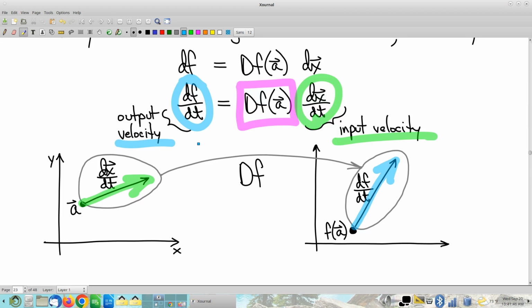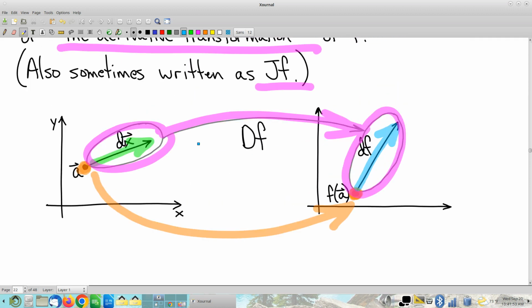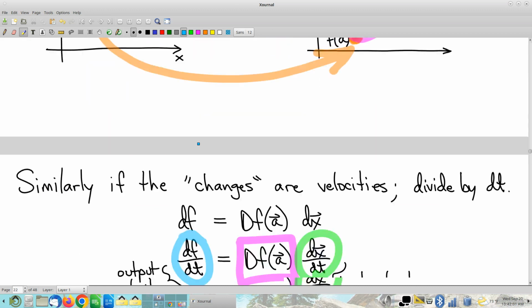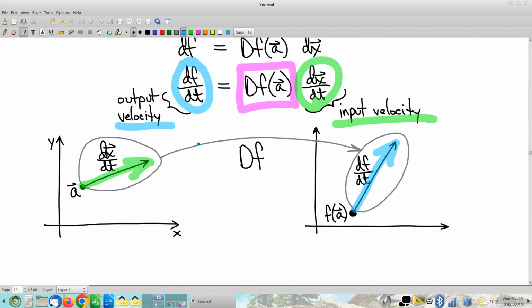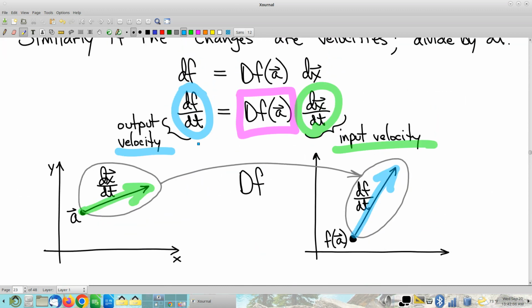What I like about this is that I get to throw away the word approximation. To be fair, DF does not tell you exactly how much the function changes. It's just our linear estimate. This does away with that. If dx/dt is the input velocity, then df/dt is exactly the output velocity. Is that cool? Everybody happy with that? Yeah. Flashbacks to single variable calculus.